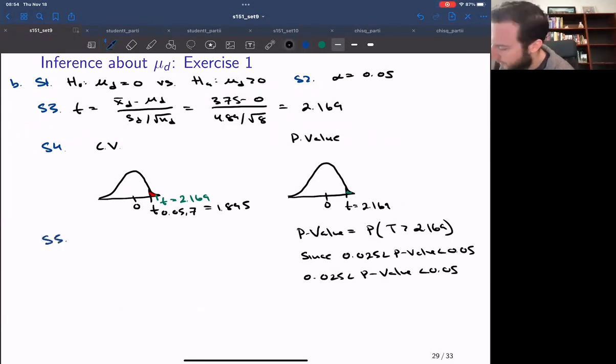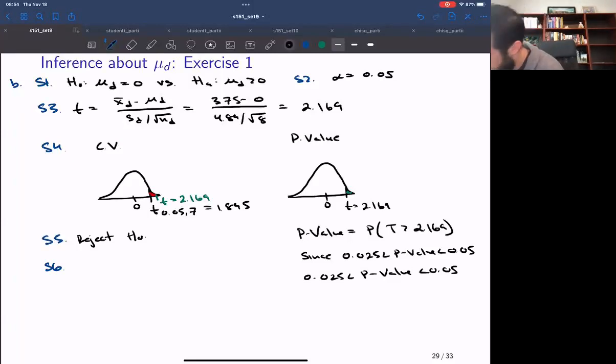Okay, so then on step 5, regardless of which approach you take, we can reject H naught. So you can reject H naught based off of the critical value approach or the p-value approach. Those are always going to agree.